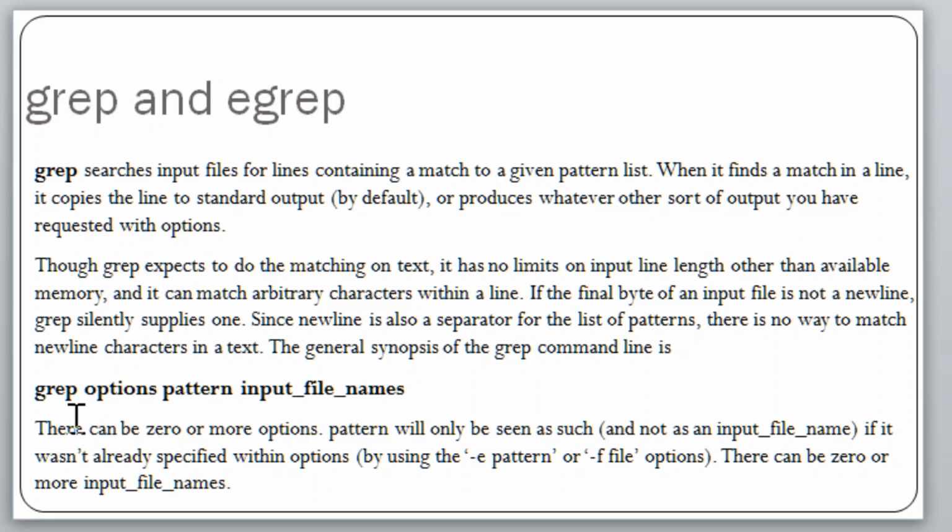Okay, there can be 0 or more options, meaning you can have no options, or you can have multiple options. And then patterns will only be seen as such if they weren't already specified within options. So for example, we can use the -e pattern or -f file options. And there can also be 0 or more input file names, meaning we can have no input file names listed, or we can have multiple, okay? So guys, all this is saying is that with grep we can have multiple options listed or none, and we can also have multiple files listed or none, okay?